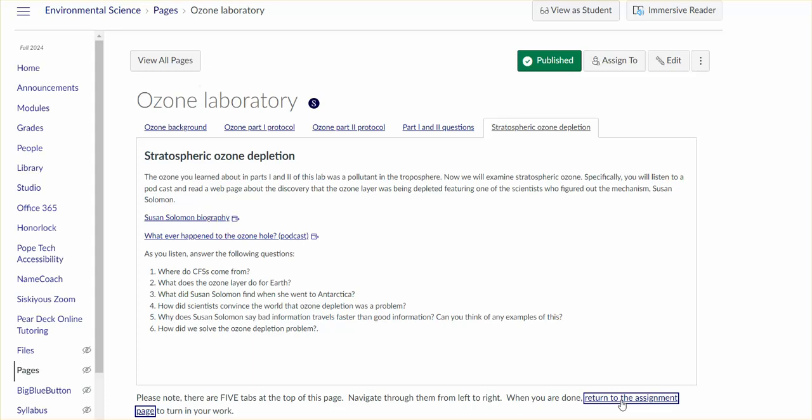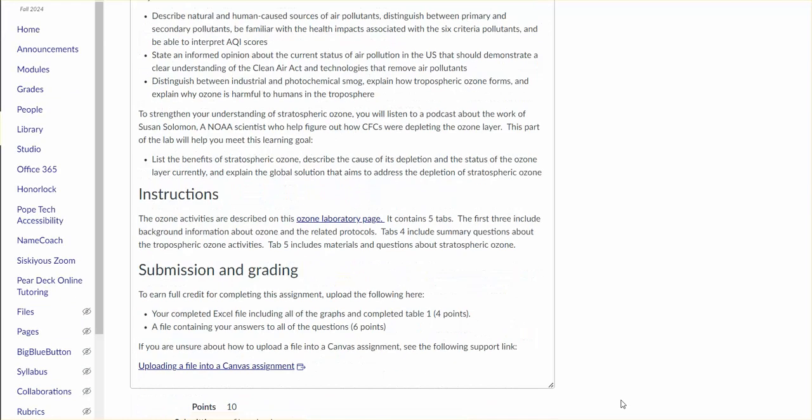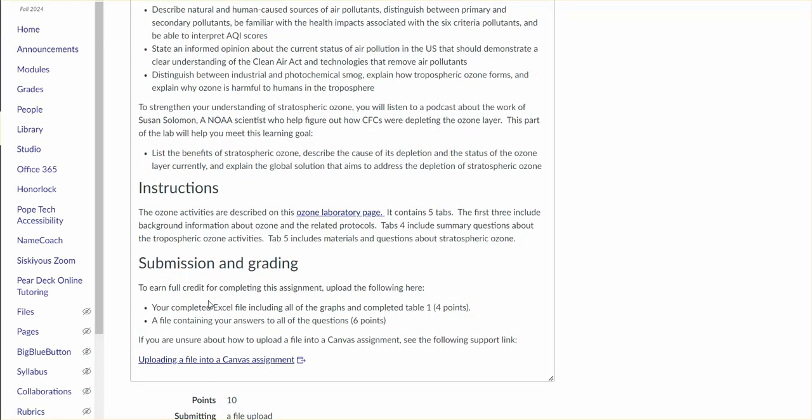Go back to the assignment page and make sure you turn in your Excel file with your graphs and the completed data table, and then turn in a file containing your answer to all the questions. The two sets of questions about tropospheric ozone and the questions about stratospheric ozone as well.